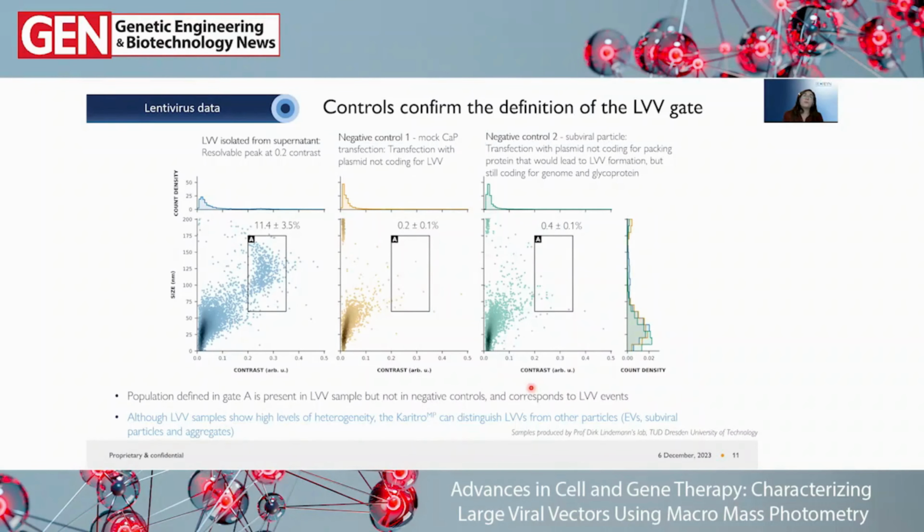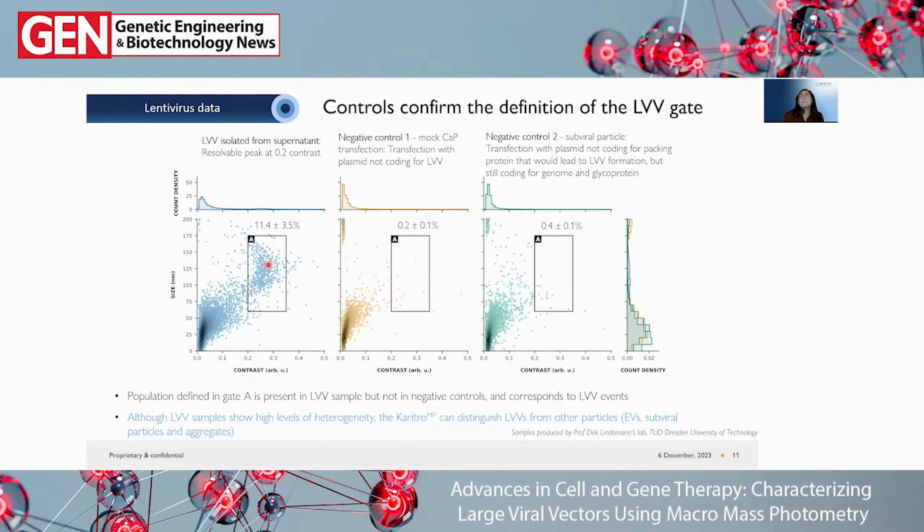Now I would like to move on to lentivirus samples. Lentiviruses tend to be more complicated compared to the adenovirus samples that we talked about until now. The reason is the fact that they tend to be much more heterogeneous, and the isolation of distinguished peaks is more complicated compared to the adenovirus samples. If you look at the blue graph here on the left, what you can see, for example, is a main population that is at low size and low contrast, and then another population that can be seen as a resolvable peak at above 0.2 contrast.